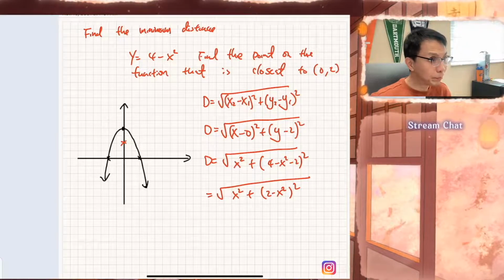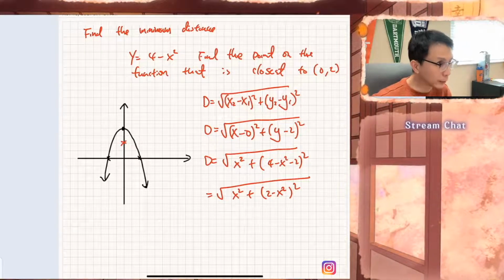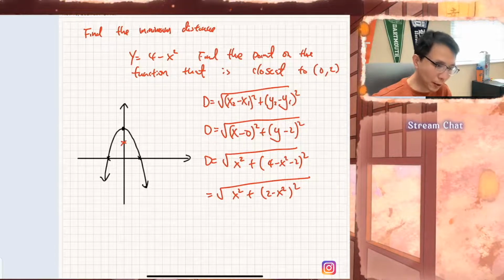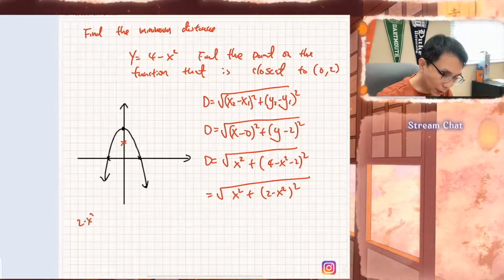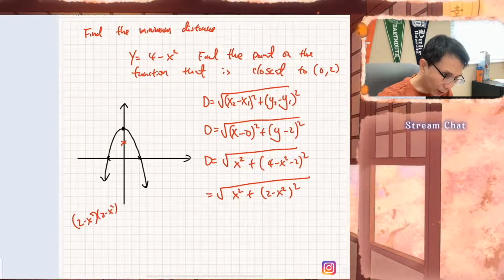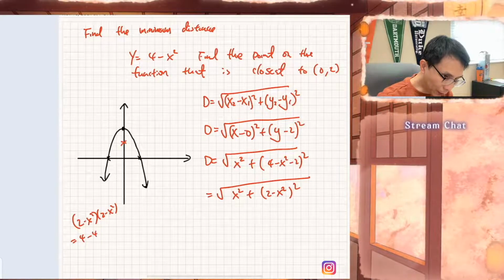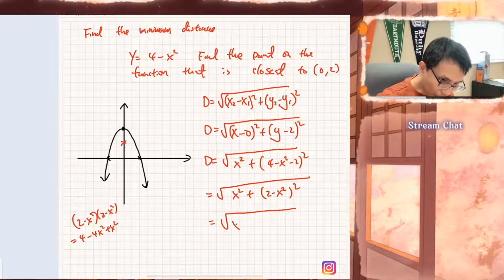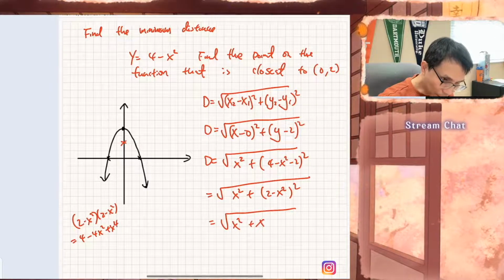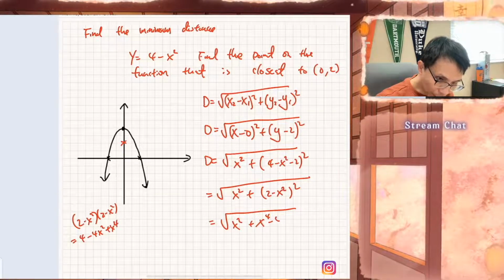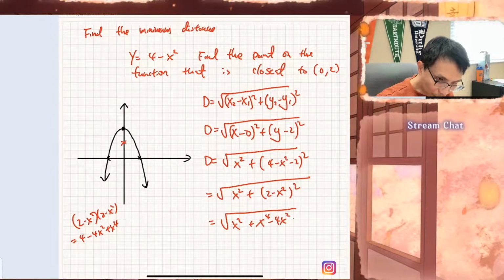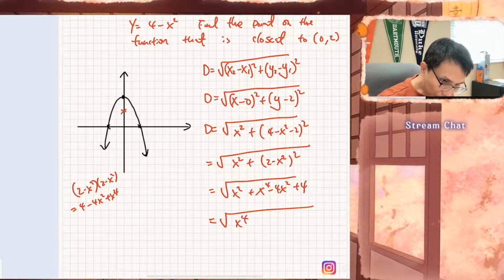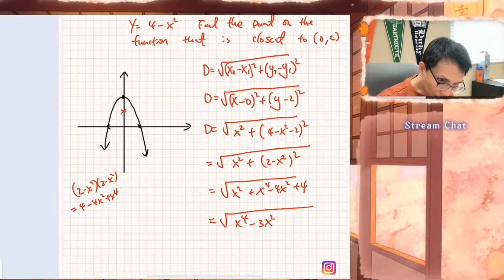And now, don't kill puppies. Don't distribute the square. Write it out: (2 minus x squared) times (2 minus x squared). If you need to do it on the side, write it out. And I'll write it out. It's going to be 4 minus 4x squared plus x squared, so it's equal to x squared plus x to the 4th minus 4x squared plus 4. So that's equal to x to the 4th minus 3x squared plus 4.